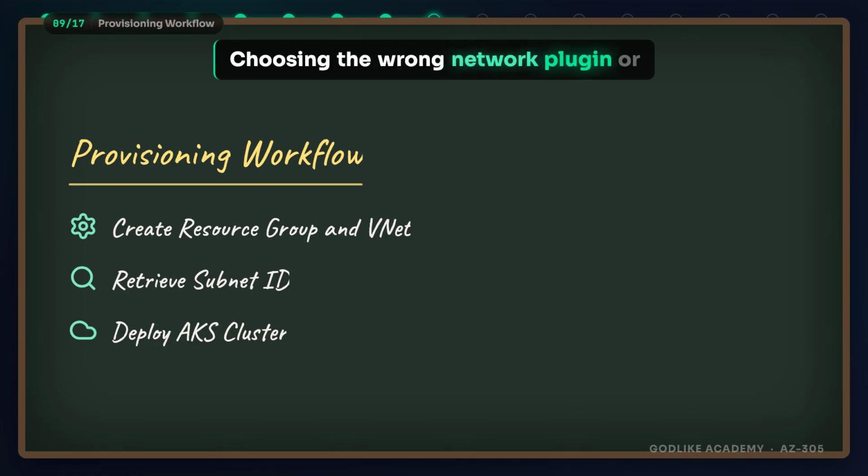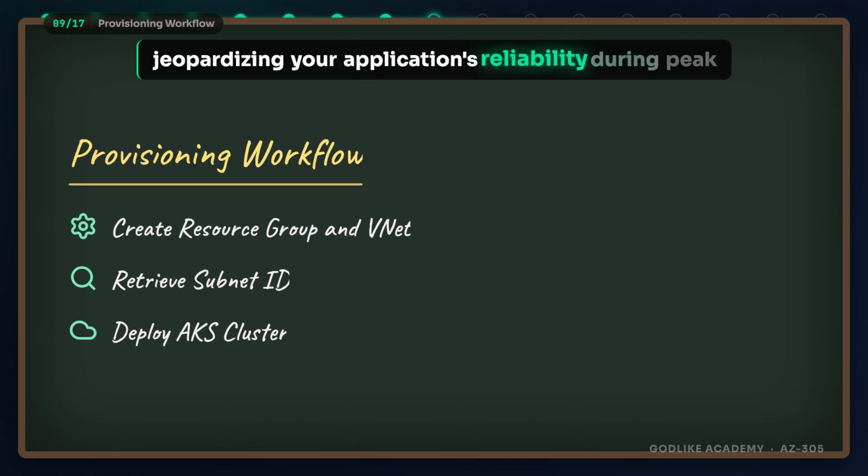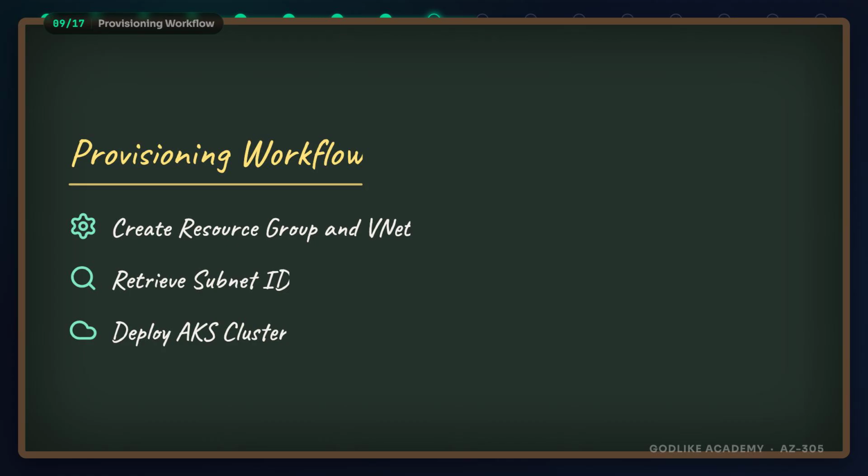Choosing the wrong network plugin or insufficient nodes can lead to performance bottlenecks or single points of failure, jeopardizing your application's reliability during peak usage periods.